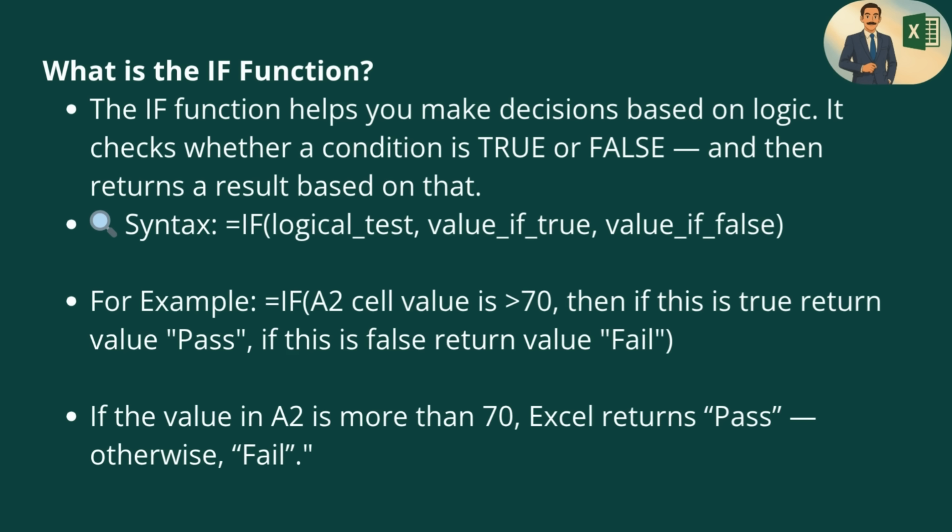For example, in the IF formula, if you are working on column A, specifically cell A2, and the value is greater than 70, then if this is true, return the value Pass. If this is false, return the value Fail. If the value in A2 is more than 70, Excel returns Pass, otherwise Fail.